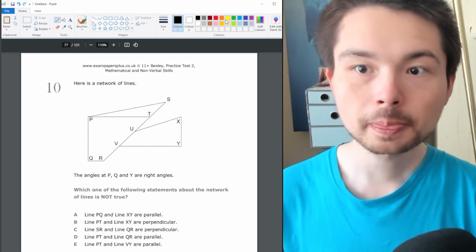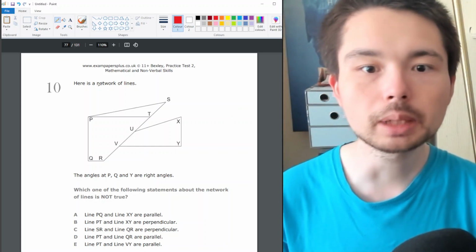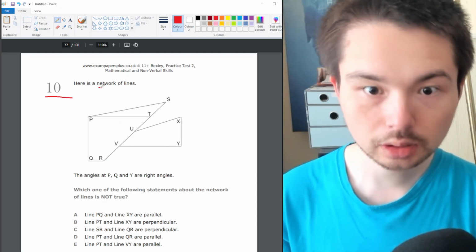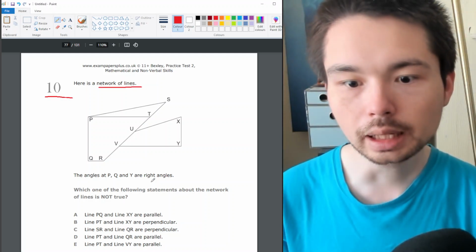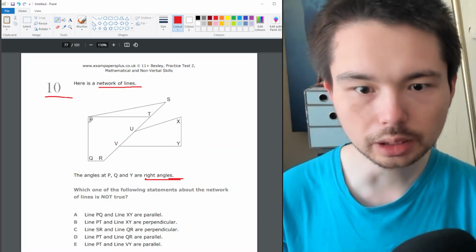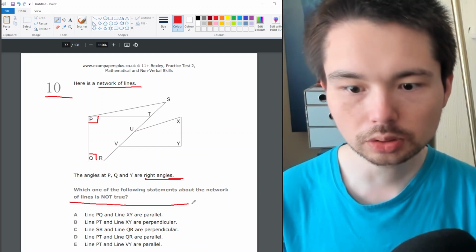Question 10. Every question you need to pause. You can have a go first, or you just listen to what I'm about to say. Practice makes perfect. Question 10 here is a network of lines. The angles are at right angles. PQY are right angles. Yes, we can see that here. Which of the following is not true?